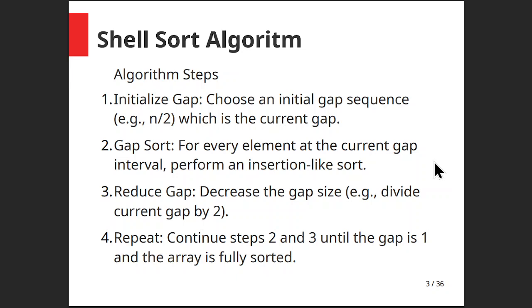Once we do that, then we reduce the gap by dividing n with 2 more than the previous value. So initially it's n by 2, in the next phase it will be n by 4, and in the next phase it will be n by 8, and so on. And we keep reducing the gap after steps 1 and 2 until the gap becomes 1. Now when the gap becomes 1, we typically use that insertion sort.